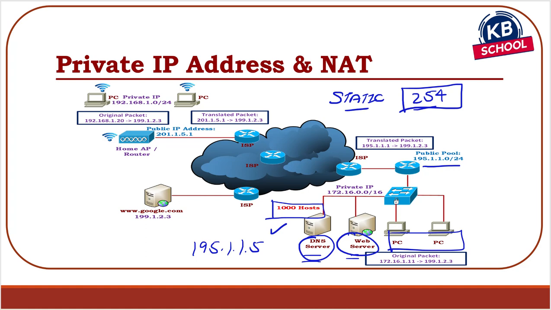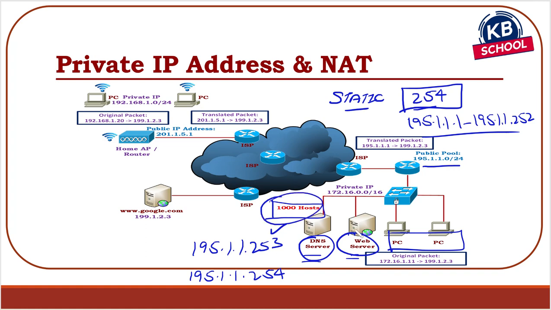Let's use them as the last 2 addresses in that pool. So the DNS server, let's say, is 253, and the web server, I'll put it as 195.1.1.254, and I'll set a pool of dynamic addresses from 195.1.1.1 to 195.1.1.252. So these 252 addresses can be used by these 1,000 hosts to go out to the internet.